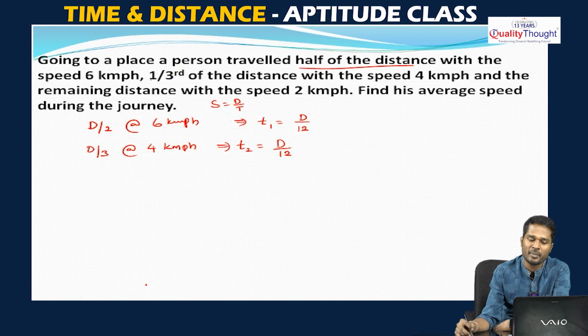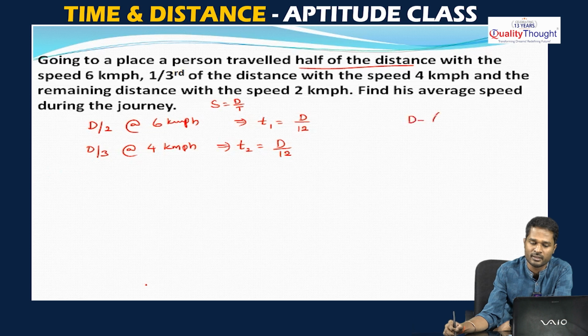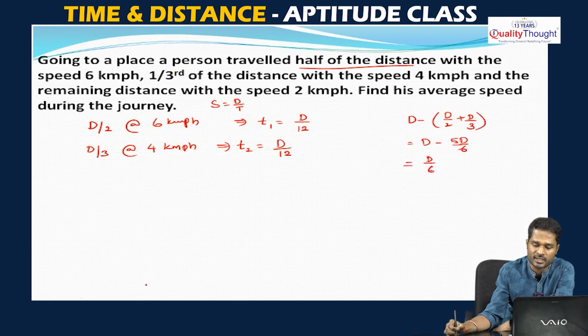Now the remaining distance, that is what he said. If you take the total distance d, then d by 2 of the distance plus d by 3 of the distance is travelled. Now the remaining distance is d minus 5d by 6. So the remaining distance is d by 6. Now this d by 6 of the distance is travelled at 2 kilometers per hour speed.